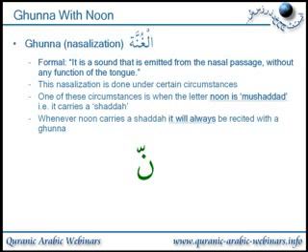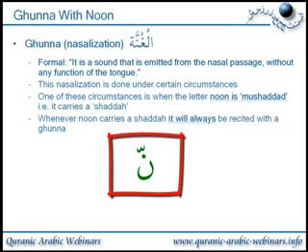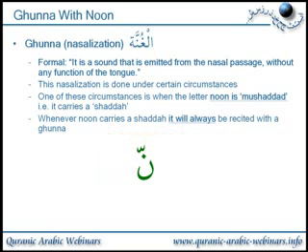Okay, now we're going to look at specifics for the Noon Saakin. So in terms of the Ghunna, nasalization, we've been through the formal definition. What we need to know is when this nasalization is done, and one of these circumstances is when the letter Noon is mushaddad, i.e. it carries a shadda. Whenever Noon carries a shadda, it will always be recited with a Ghunna. So here we have the Noon mushaddad, carrying a shadda, and we've color coded it in green to indicate that nasalization is going to be done.